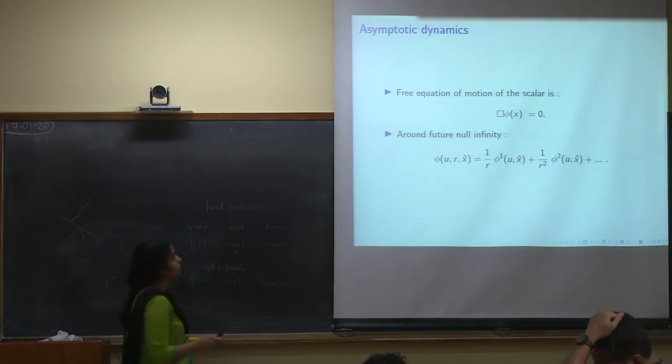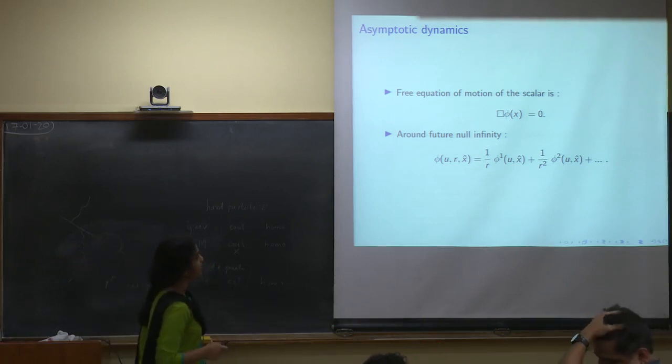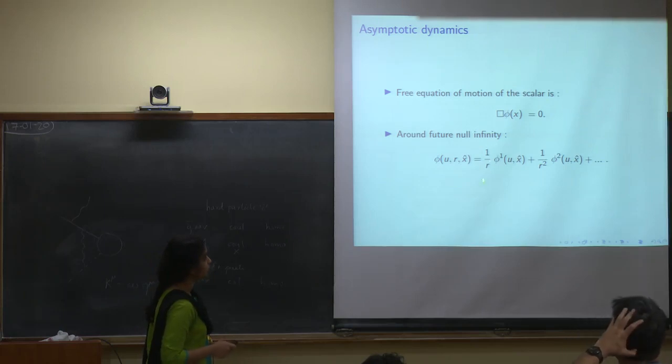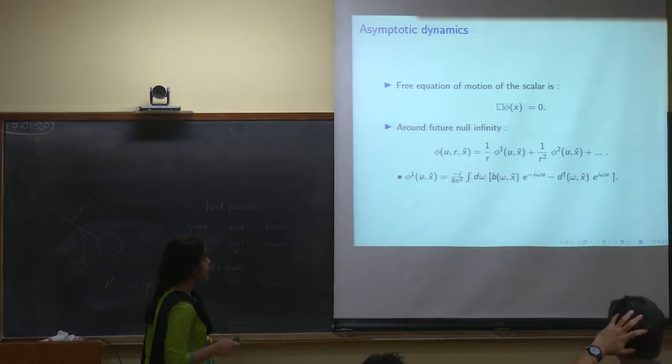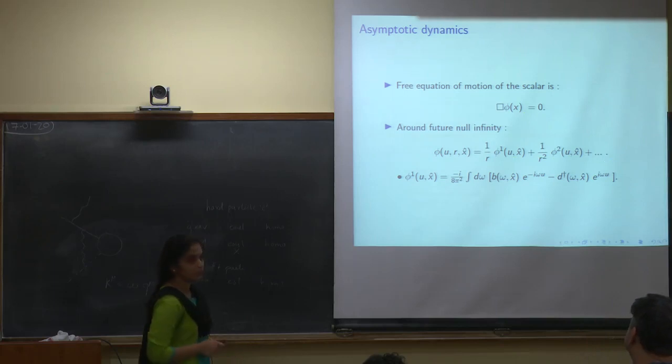Okay, so this kind of equation admits an asymptotic expansion in 1 over r, and so this phi 1 acts as the free data for this equation. All this phi 2 and the higher order terms can be fixed in terms of phi 1.